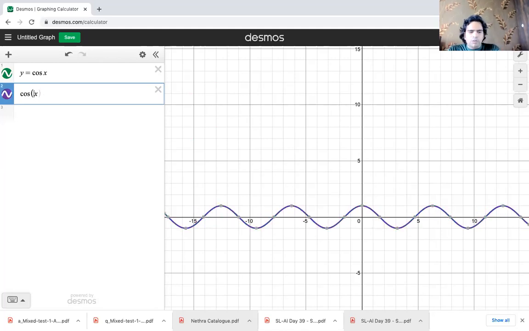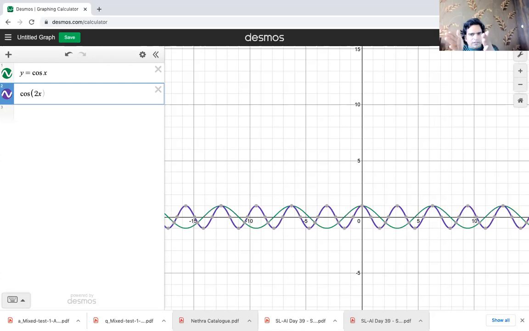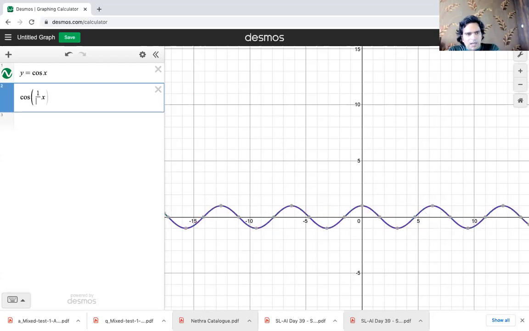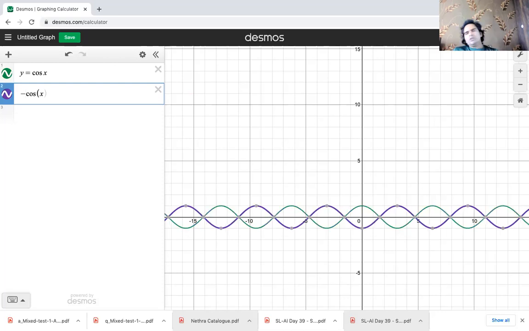If it is cos 2x, you'll notice that the graph has shrunk by a factor of half. If it was cos half x, you'll notice that the graph gets elongated by a factor of 2. This is just the opposite of what we have been doing in vertical stretch. Now coming to reflection across the y-axis, if I have cos of negative x, because it's a symmetric graph, it will be the same graph. But if I have a negative f of x, you will notice that the graph gets reflected in the x-axis.